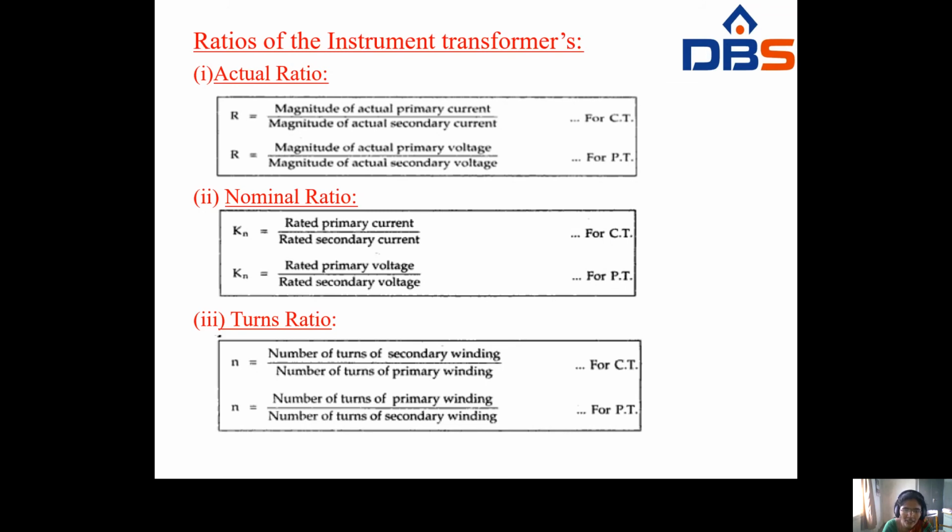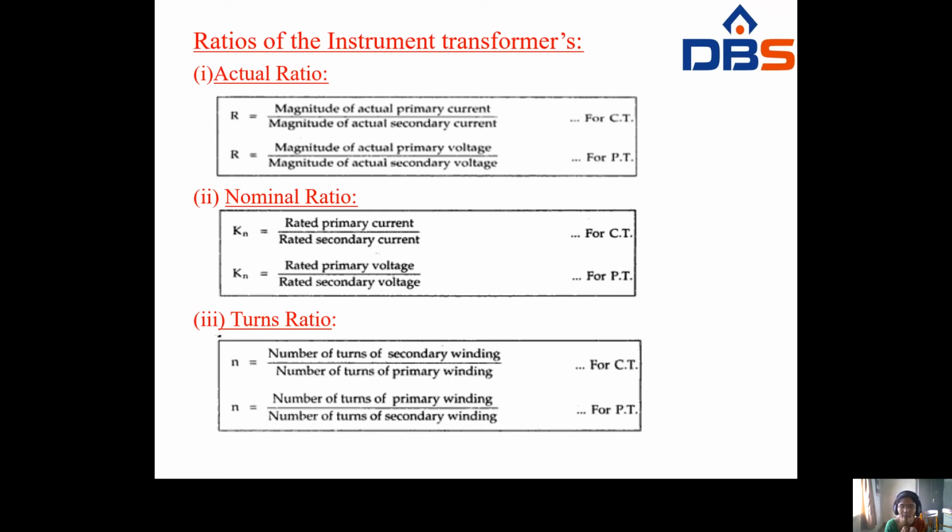Now, ratios in a current transformer. A current transformer has a primary winding and a secondary winding. So what are these ratios? These are the ratios of instrument transformers. First, the actual ratio. What does the actual ratio mean? These ratios are obtained for both the CT, the current transformer, and the PT, the potential transformer.